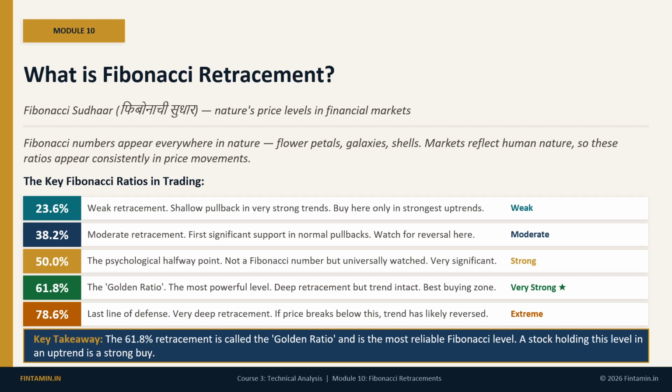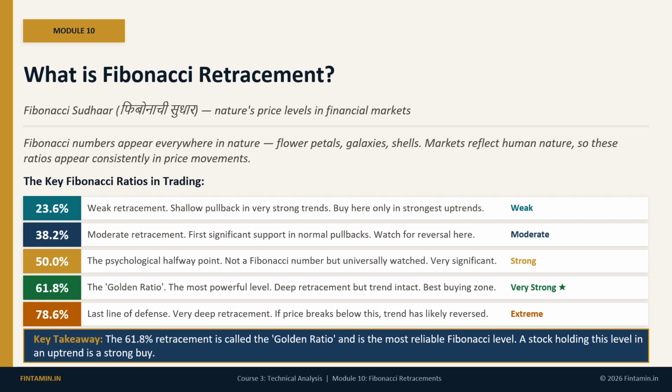This is the deepest retracement that still keeps the trend intact. In strong uptrends, the 61.8% retracement is the last defense of the bulls. When price bounces from 61.8%, especially with a bullish reversal candle and volume dry up, it is one of the highest probability buy setups in all of trading.